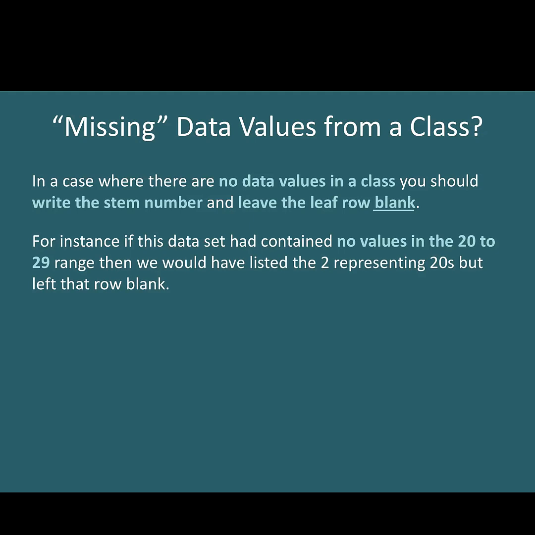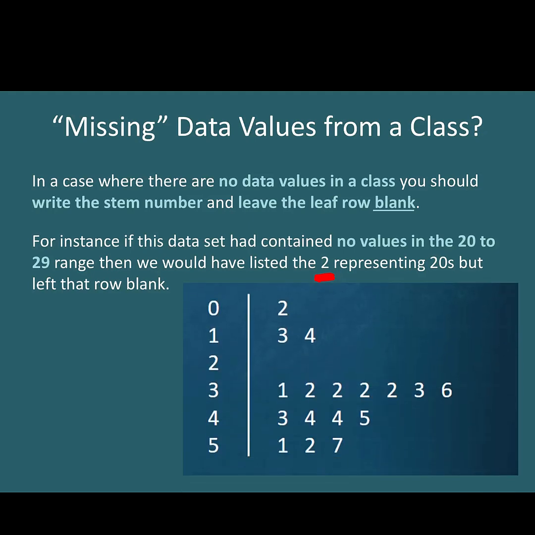For instance, what if the dataset had contained no values in the 20s, meaning no values from 20 to 29? Well, in that case, you'll still list the number 2 as the stem, but then leave the leaf row blank as follows. Once again, if there were no outpatients from the ages 20 to 29, this is what your stem and leaf plot would look like.